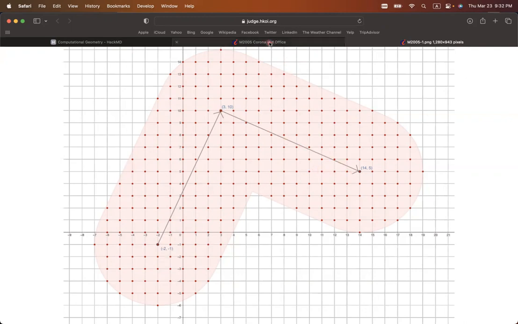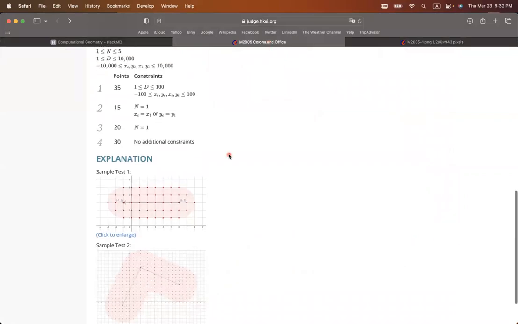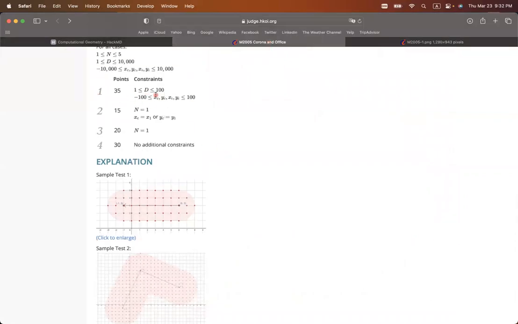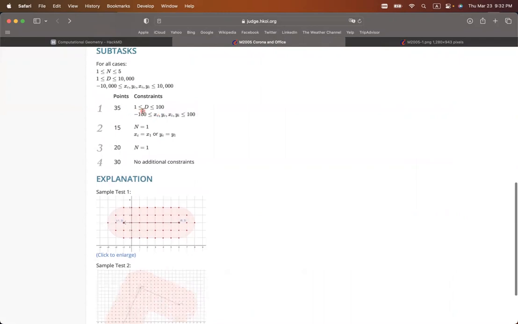Okay, so to solve this problem, we first focus on subtask 1, because subtask 1 allows us to focus on a pretty small relevant area. It's a 400 by 400 relevant area. Why? Because all the coworkers are within a 200 by 200 grid, and D is less than 100. So all the infections would happen within a 400 by 400 grid.